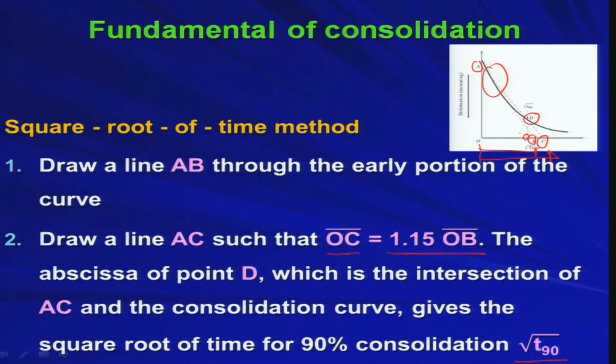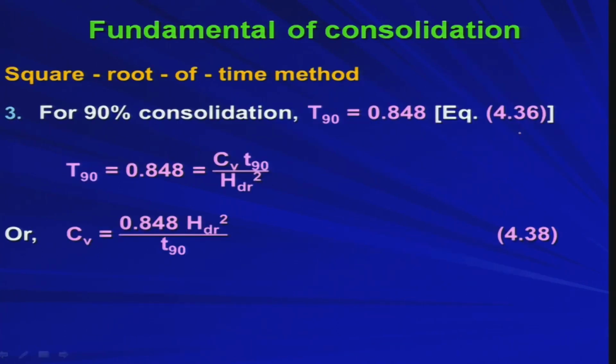Once you get the square root of T90, the procedure is the same. For 90% consolidation, your T90 is equal to 0.848 from equation 4.36, because your average degree of consolidation is 90%, which is greater than 60%. So, you have equation 4.36 to calculate the time factor TV, and you can say T90 will be equal to 0.848.